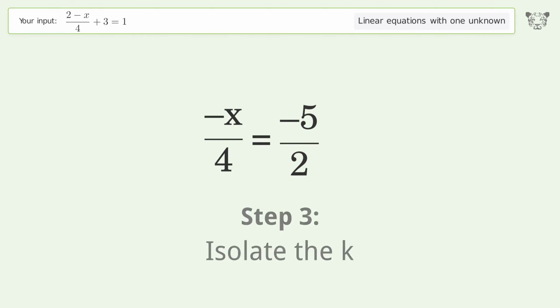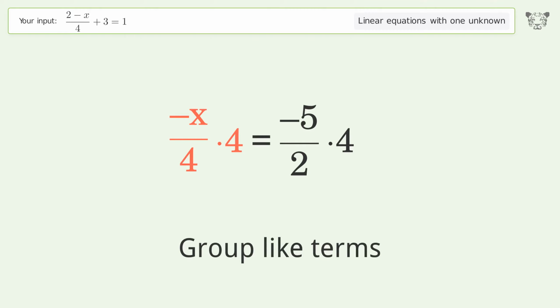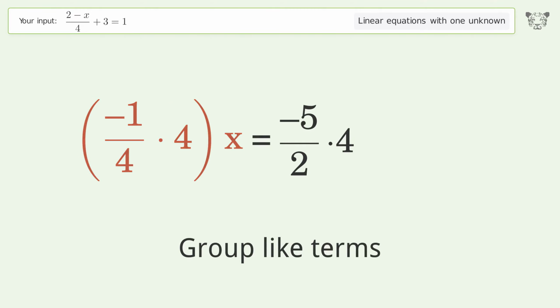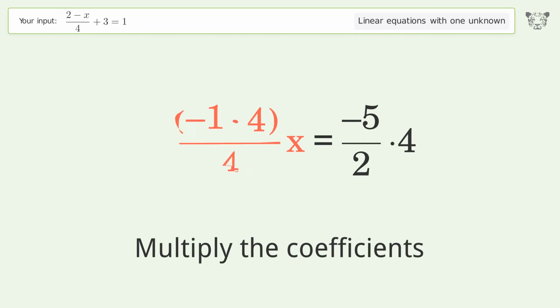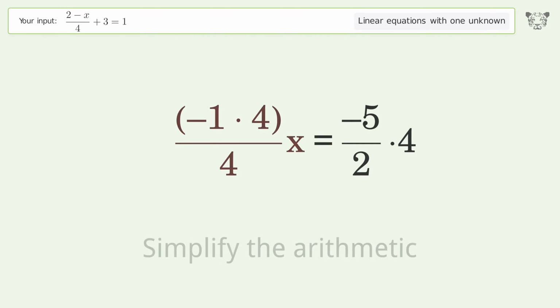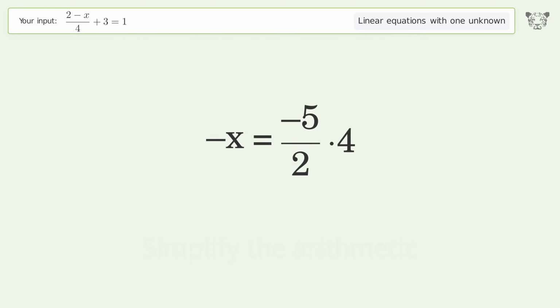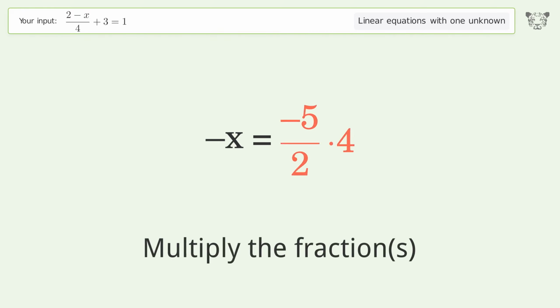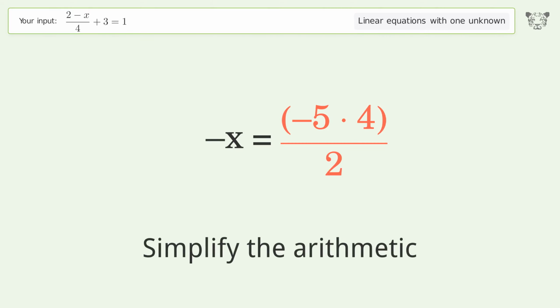Isolate the k. Multiply both sides by 4. Group like terms. Multiply the coefficients. Simplify the arithmetic. Multiply the fractions. Simplify the arithmetic.